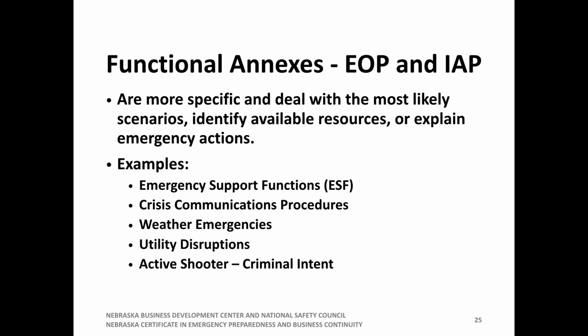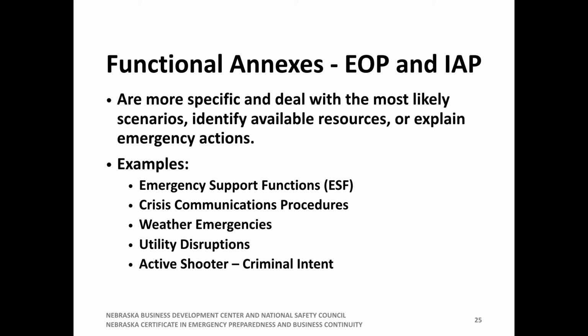plans. The functional annexes in the business continuity plan are more specifically designed to address the decision-making challenges associated with responding to emergencies. The EOP, or Emergency Operations Plan, and the Incident Action Plan, or IAP, deal with the risks that have the highest probability or the greatest set of consequences.